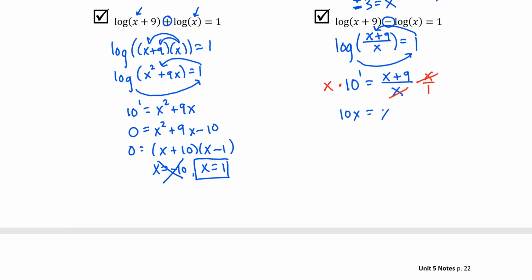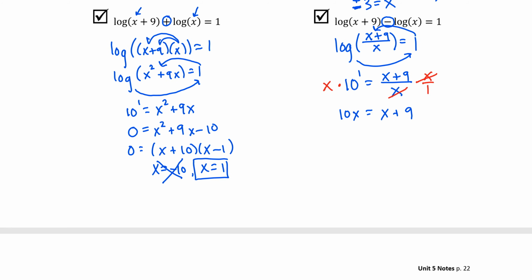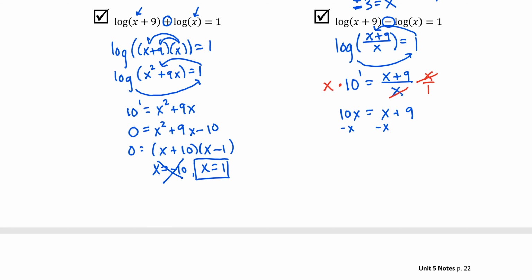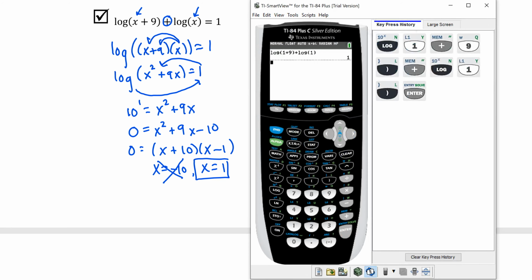We have 10x equals x plus 9. This is a linear equation in one variable, again, where we started our semester. We know that to solve a linear equation, we're going to collect all our x's on one side, collect our constants on the other side. So we can subtract x from both sides. We get 9x equals 9. We can divide both sides by 9, and we end up with x equals 1.